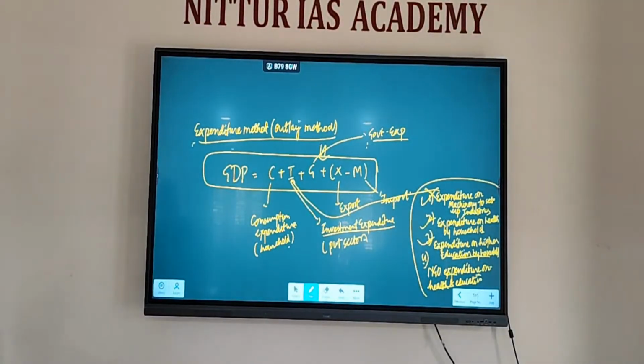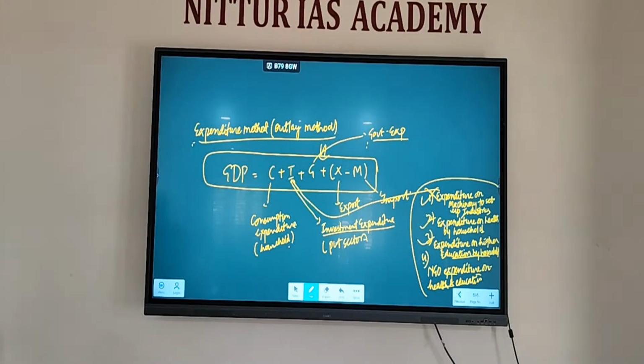We have written also non-profit institutions. A non-profit institution that is providing health and education or household services. Clear? So NGOs is what? NGOs is a non-profit institution. They are not working for profit. They are providing which type of services? Health and education services, household services.